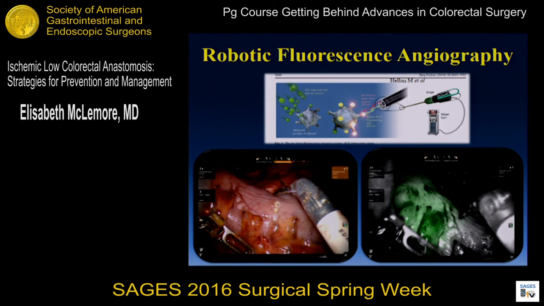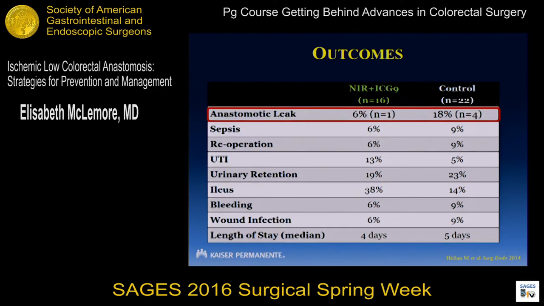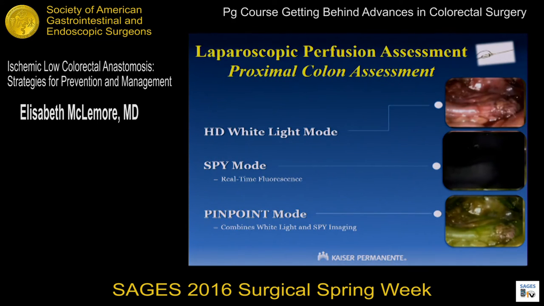You can see this is after you've mobilized your rectum, you're marching out what your proximal transection point is going to be, and you can see the fluorescent angiography is going to tell you you're on or off and by how many centimeters. And then again, this is a relatively small, but the initial robotic data, you can see the revision in transection point was significantly different in the near-infrared indocyanine green group compared to the control, and also the leak rate, one patient versus four patients. And again, small numbers, so let's get to a little bit larger numbers.